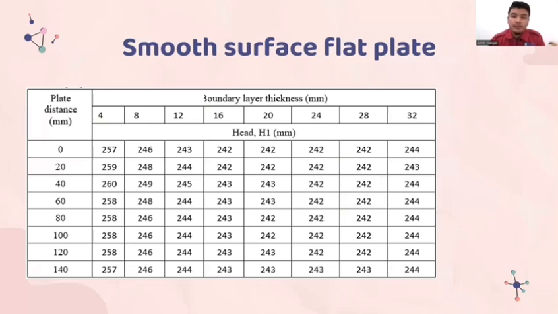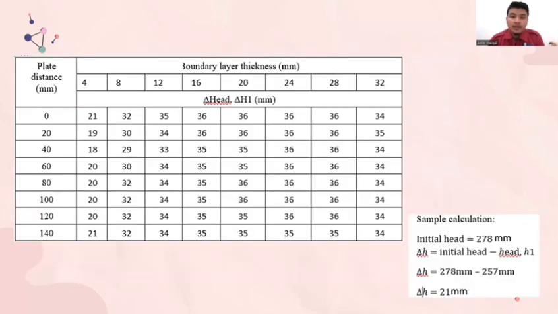Okay, for the smooth surface flat plate, this is the data given, the table for head H1. Okay, this is the table that we calculated for delta head. The data we get is from the formula we use for the calculation. We use the initial head, which is 278 millimeter, and for the formula, delta H equals the initial head minus head H1, and we substitute the value.